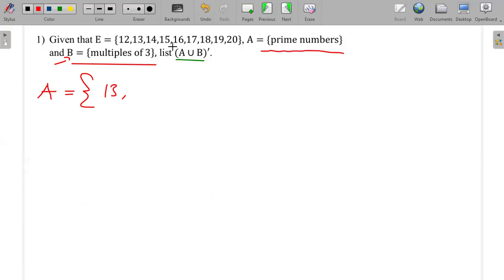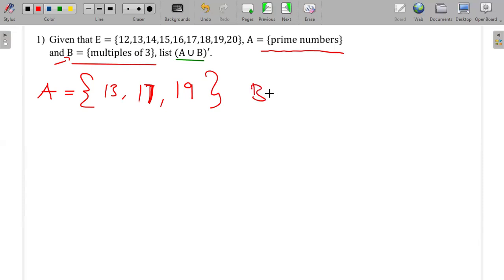15 again is not a prime number because 1 can go there, 3 can go there, 5 can go there, and 15 itself can go there. So it has more than 2 factors. 16 is the same. But 17 is a prime number because only 17 and 1 can go into 17 without leaving a remainder. What about 18? 18 is not a prime number, but 19 is a prime number, because only 19 and 1 can go into it without leaving a remainder. So this is my set A.